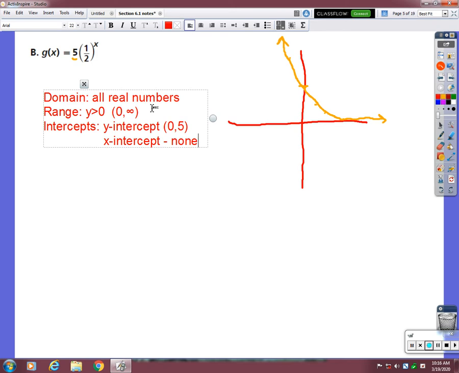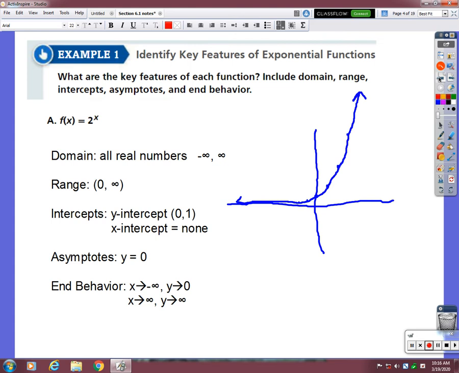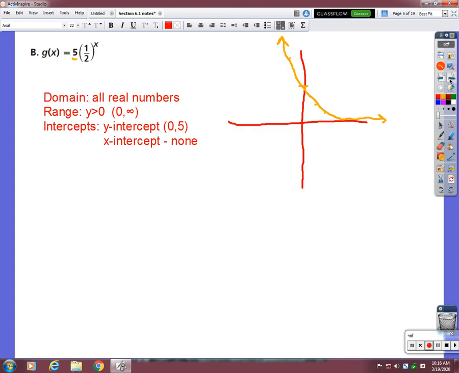Again, we could have a conversation about will that always be the case? And the answer is not necessarily, because if I move this graph down, then you could see that this would cross the x-axis. So it depends on whether there's a vertical shift here or not. Okay, so let's see, what else do we have?